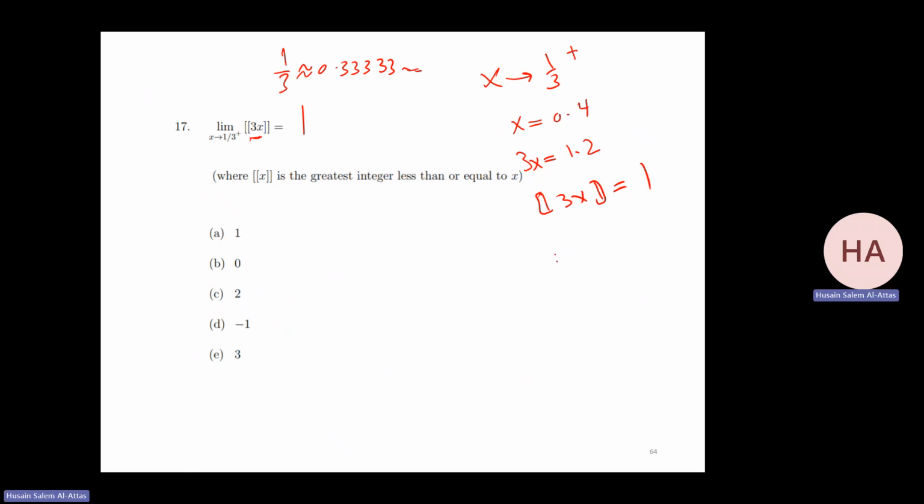You can do it this way. As x goes to 1 over 3 from the right, 3x goes to what? It will be 1 plus something. So what is the greatest integer of 3x? It will go to 1.